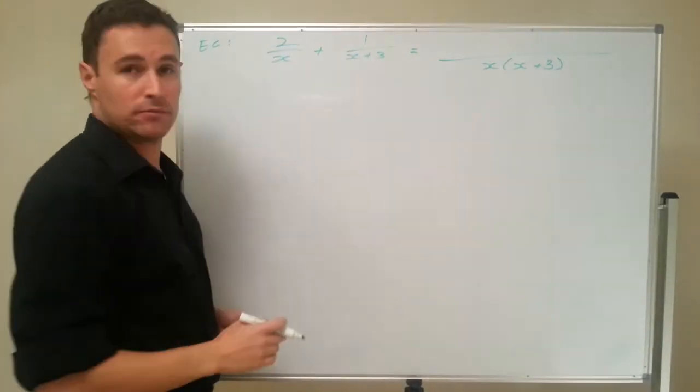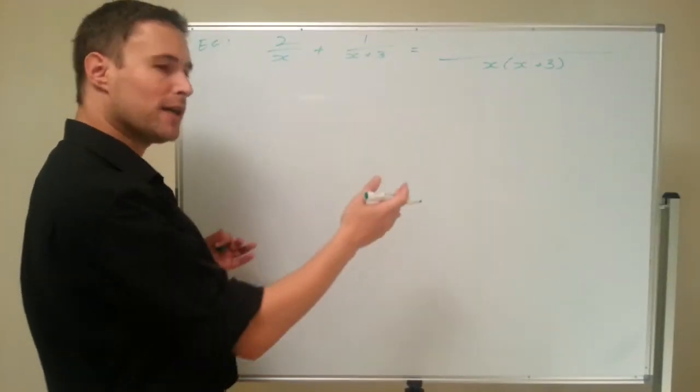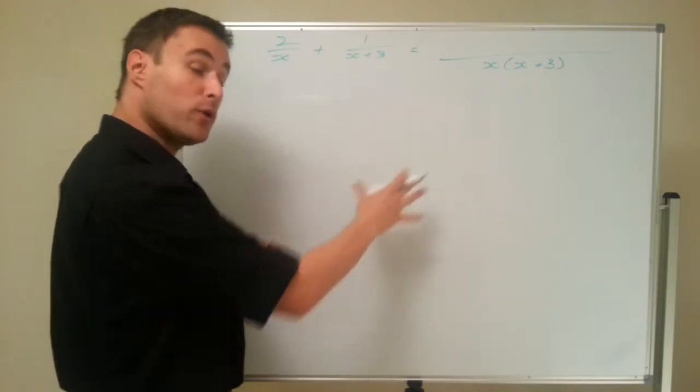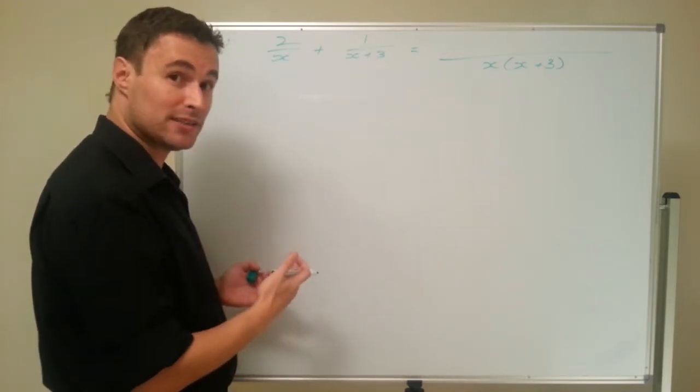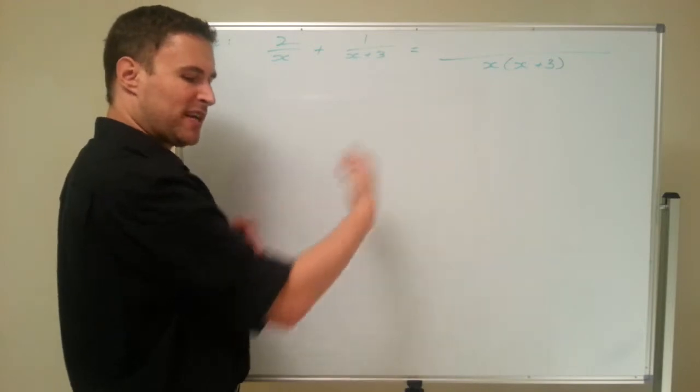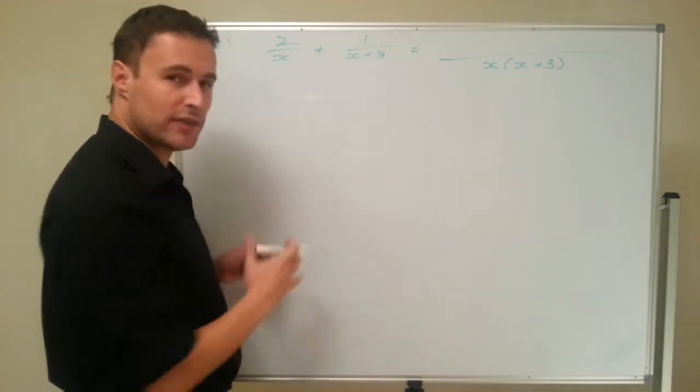X times x plus 3. That's it. Okay. Don't multiply it out yet, because it might be nice. If we work through it, we might have the cancellation happening later. Because if you multiply it out, you might have to factorize it again to get the cancellation. So just leave it like that for now.